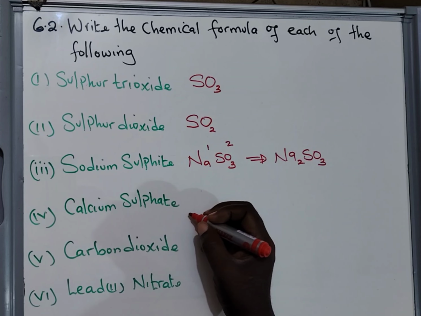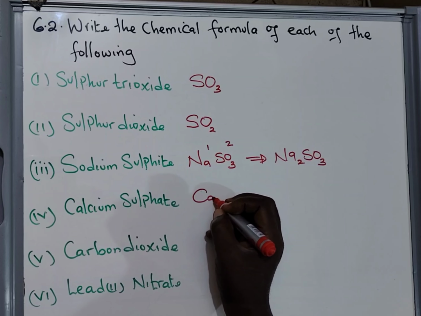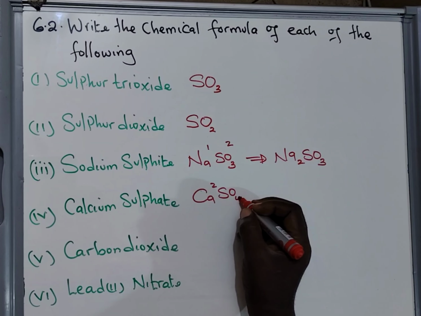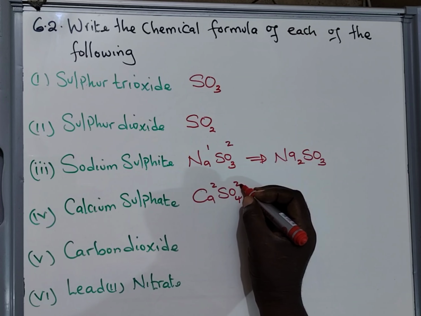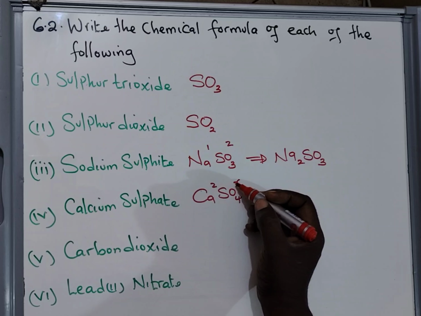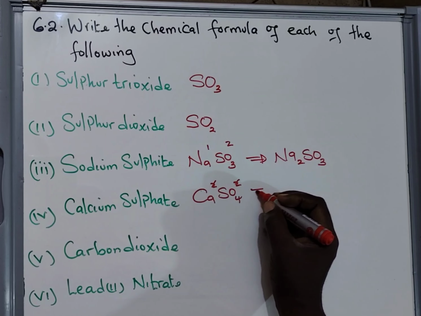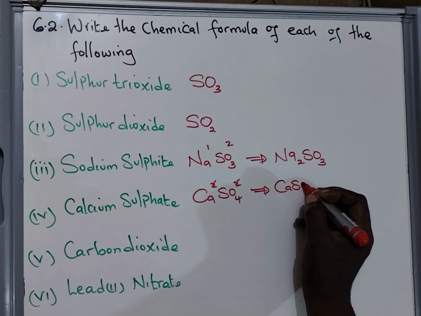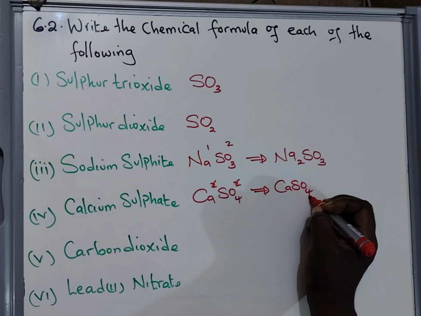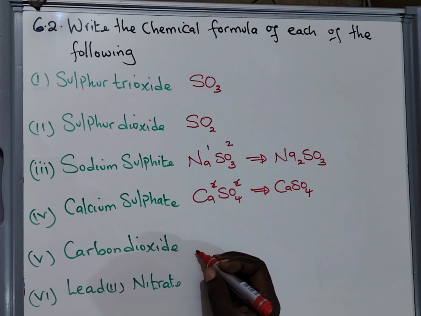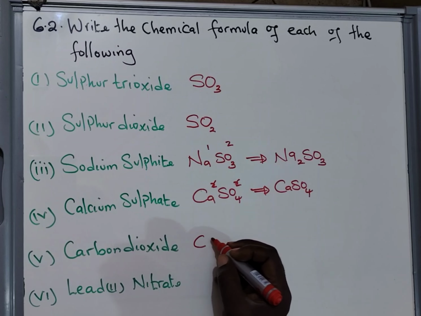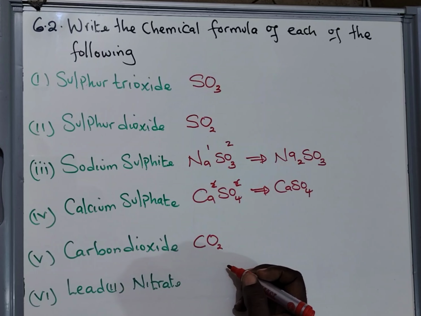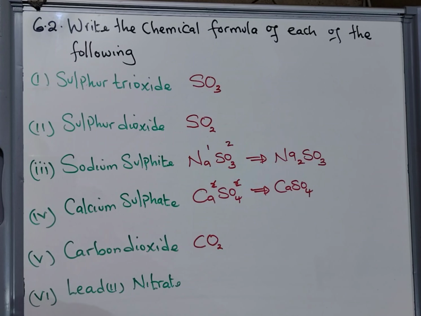So we come to calcium sulfate. It's calcium, valence 2, and the sulfate, valence 2. They cancel to give you calcium sulfate like that. Okay, we come to carbon dioxide. It's carbon and oxygen, but 2. That's what dioxide means.